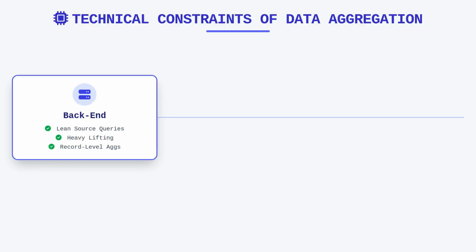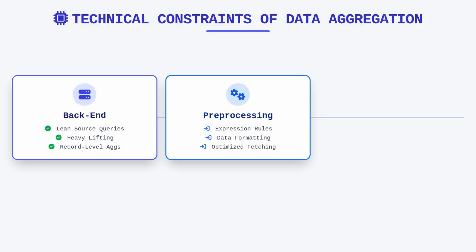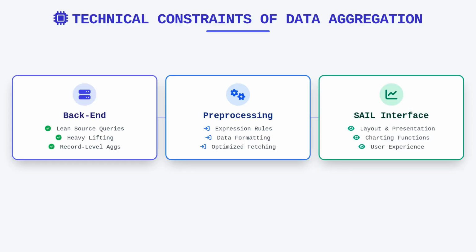You should aim to use record type level aggregations or expression rules to pre-process data into the desired format before passing it to the charting functions. This separation of concerns ensures that the interface remains focused on layout and presentation rather than heavy data processing.